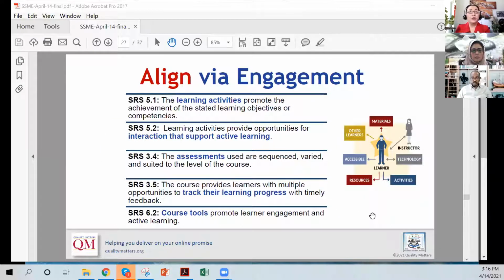So back to the QM standards, we do have specific standards under the general standards that help you to self-evaluate or guide you to build interaction. Because interaction does not happen even if you build a fancy, wonderful, cutting edge technology course, if the faculty is not there to facilitate, if the learning activities are not built purposefully for interaction, engagement is not going to happen by itself.